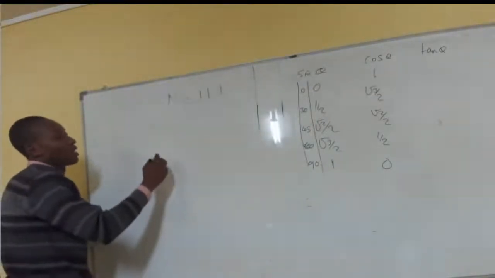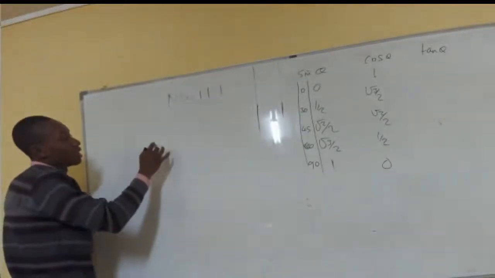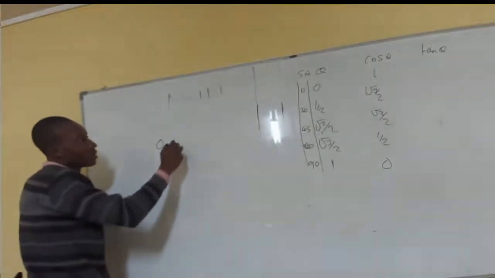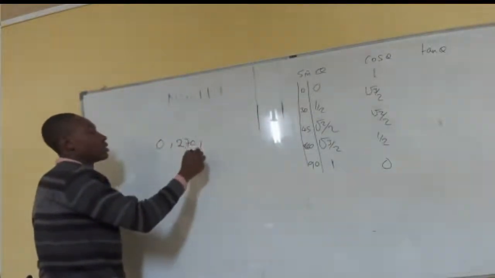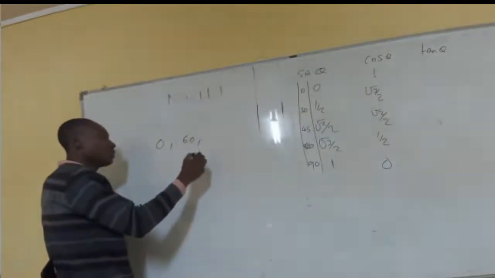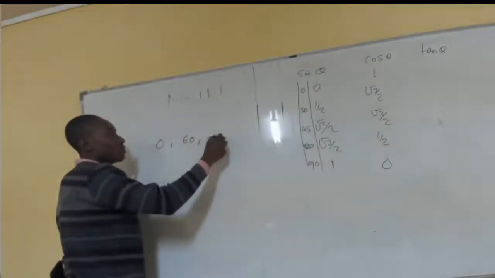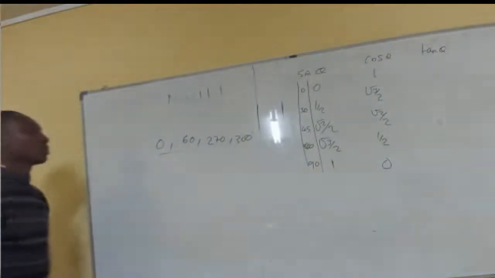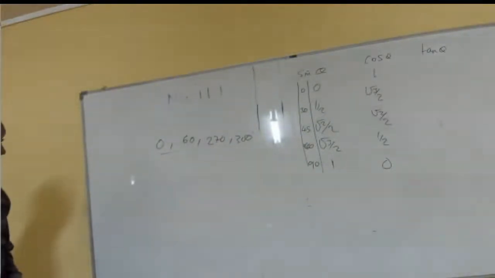So basically the answers from the previous question are 0 and 1. That's what we get as the answers.